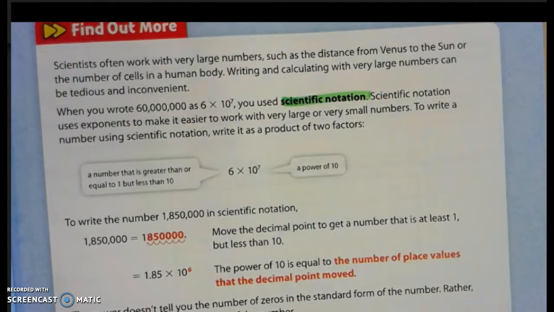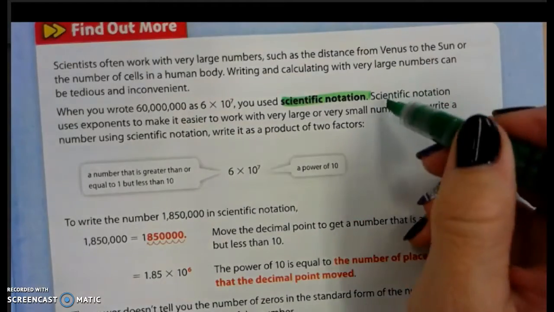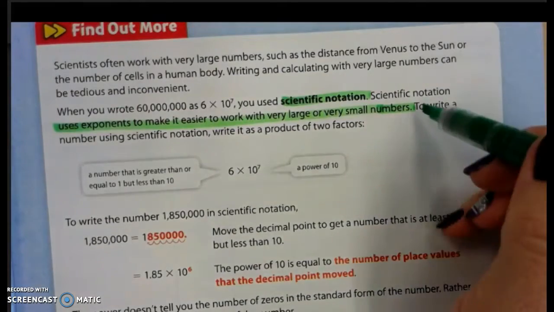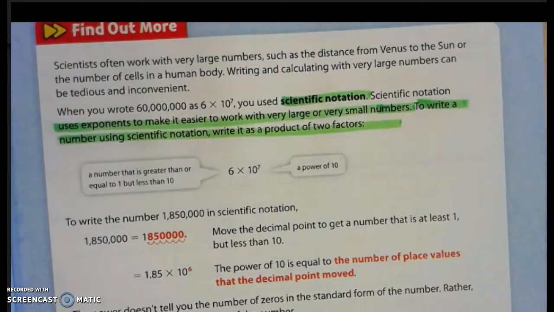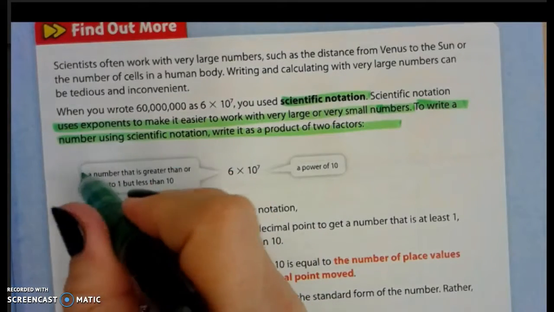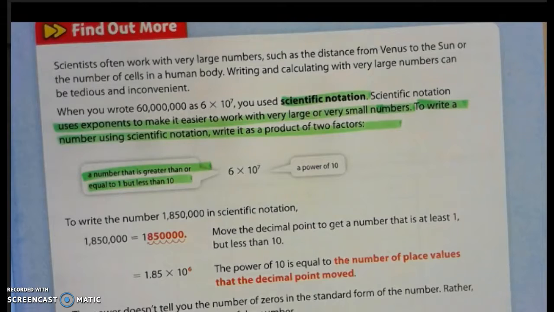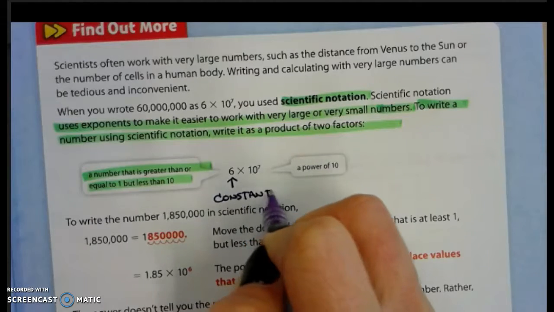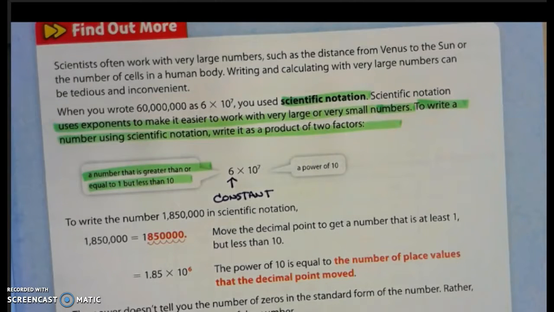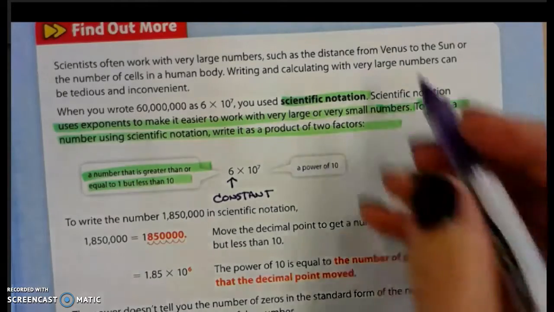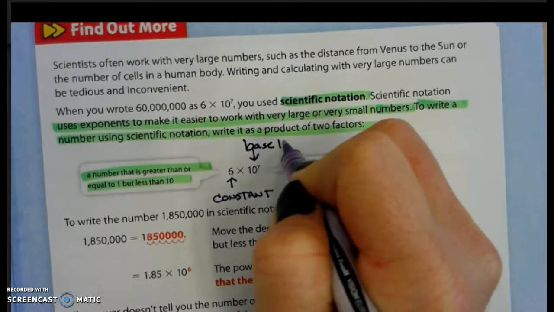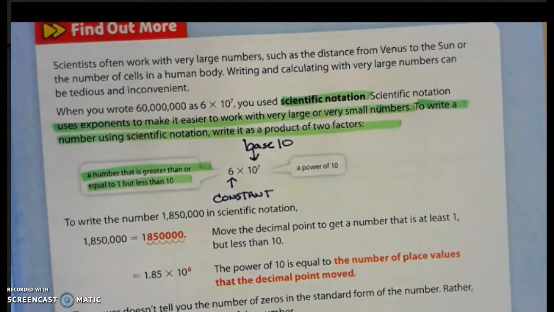Scientific notation uses exponents to make it easier to work with very large or very small numbers. To write a number in scientific notation, write it as the product of two factors. The constant, okay, this one is the constant. It is a number that is greater than or equal to 1 but less than 10. And then this second factor is the base 10. Okay, it is a power of 10. So you've got a constant and a base 10 that goes together to make these.